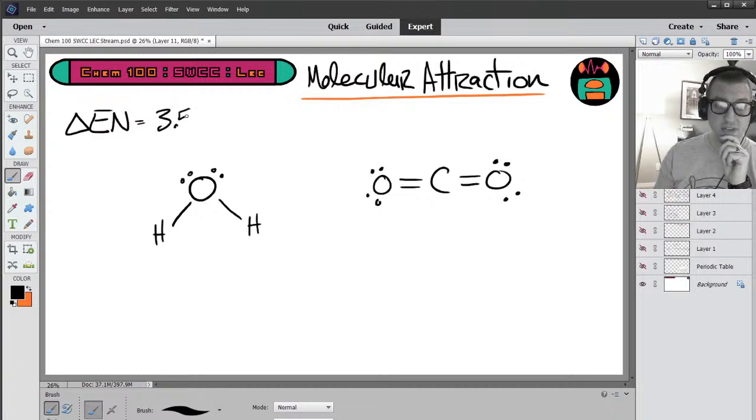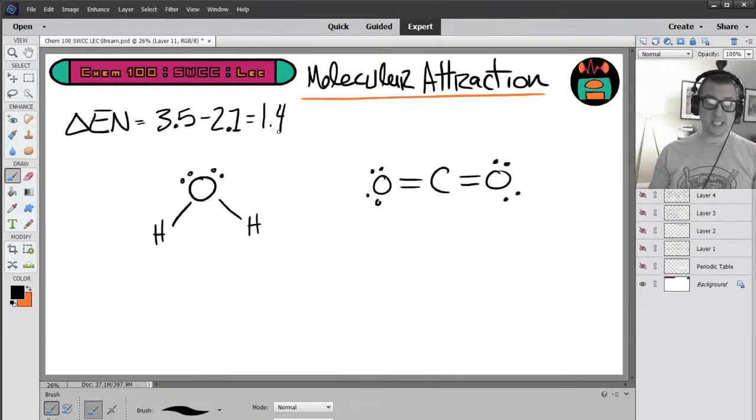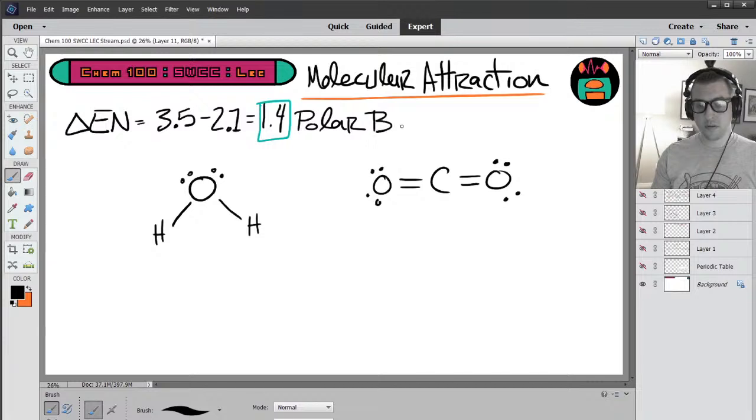Oxygen has an electronegativity of 3.5. Hydrogen is 2.1. That difference comes out to be 1.4. So right here, we're dealing with polar bonds. All right, polar bonds in water.